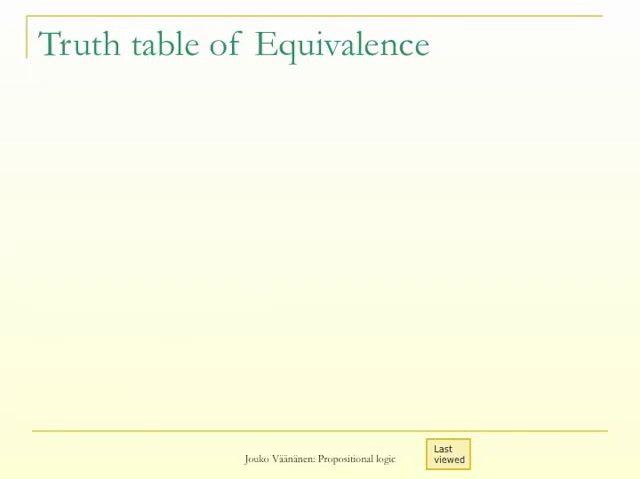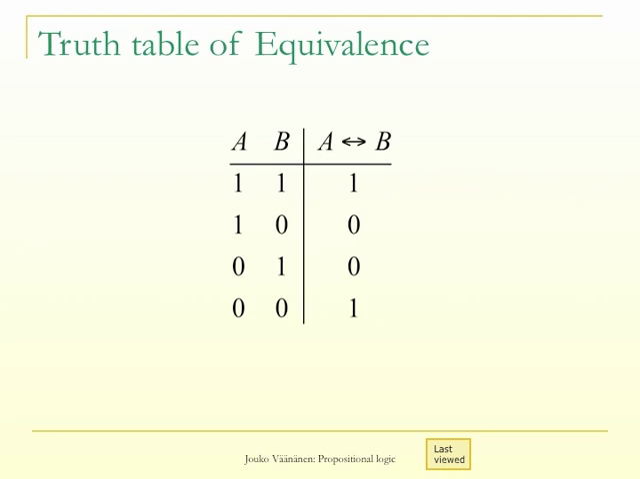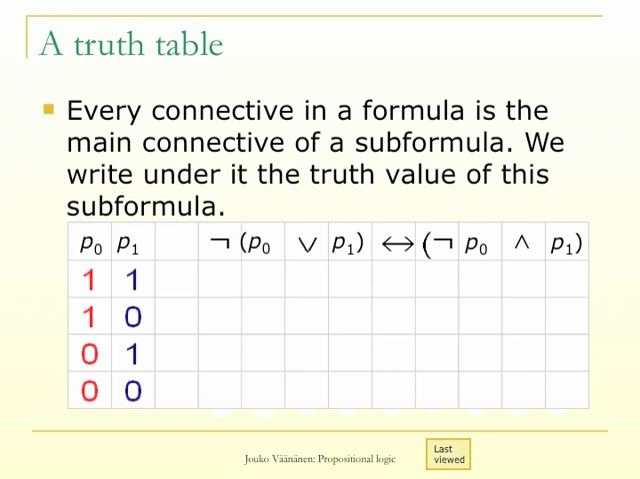Perhaps surprisingly, equivalence is easier to understand than implication. We give the equivalence A double arrow B the truth value 1 exactly in the case that A and B have the same truth value. Let us now look at the full truth table.